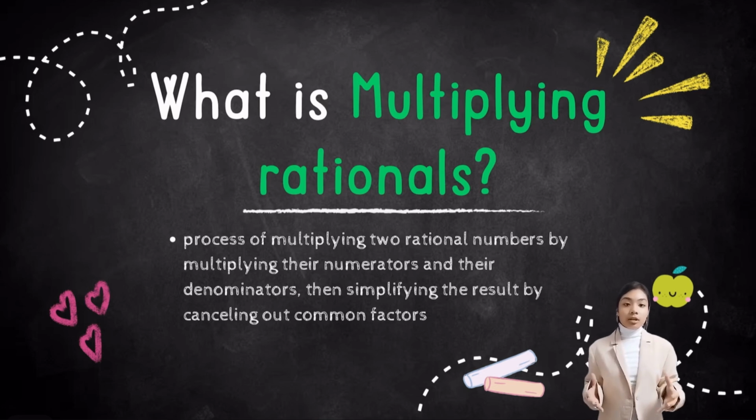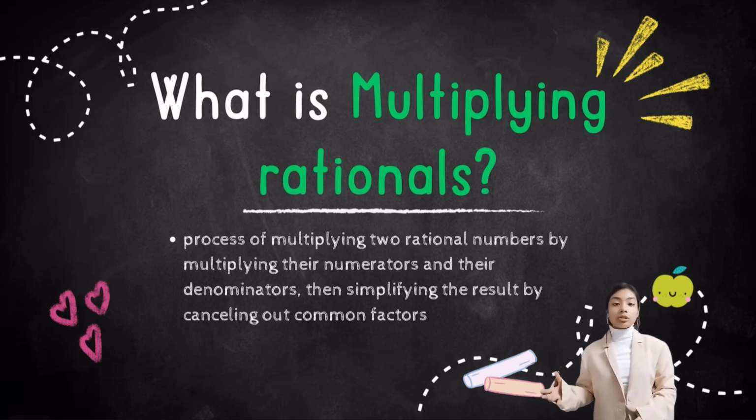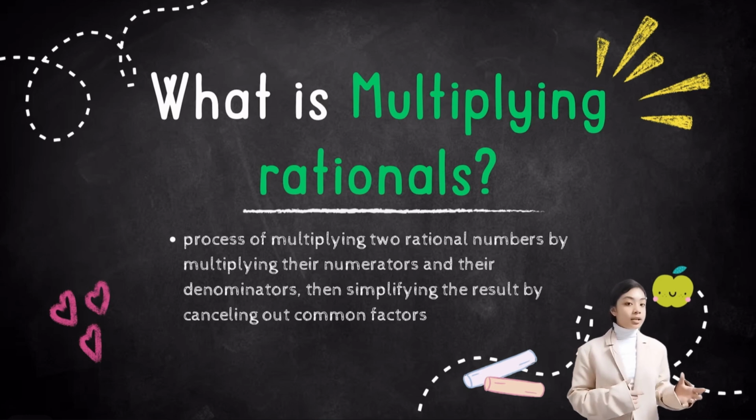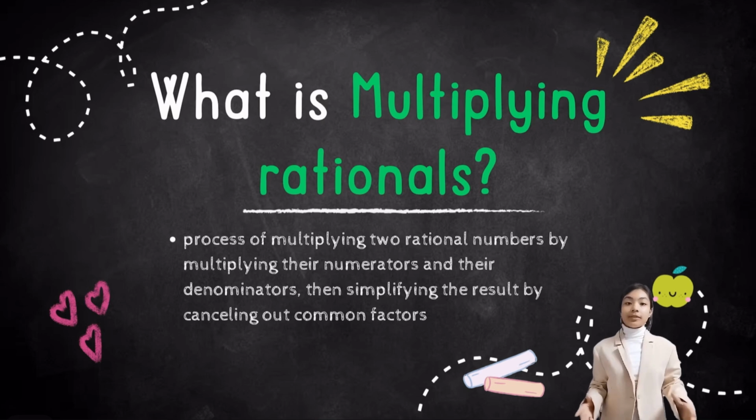To do this with radicals, you need to multiply the coefficients, which are the numbers outside, and the radicands, which are the numbers inside, separately. Next, you need to combine or solve them together, and after you get the result, you need to simplify it. But what if the index is different but the radicands are the same?